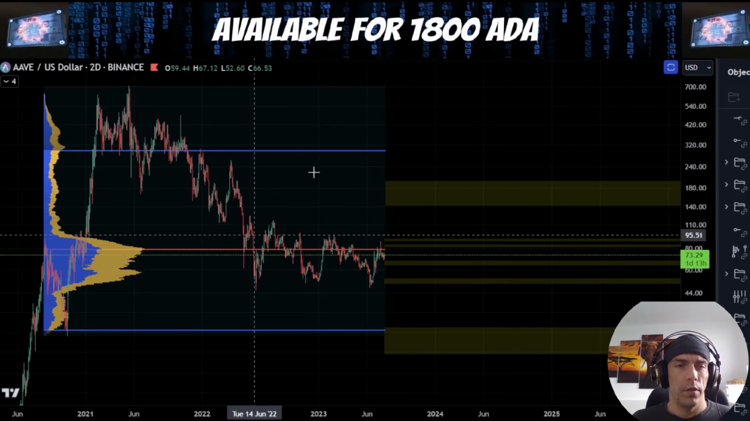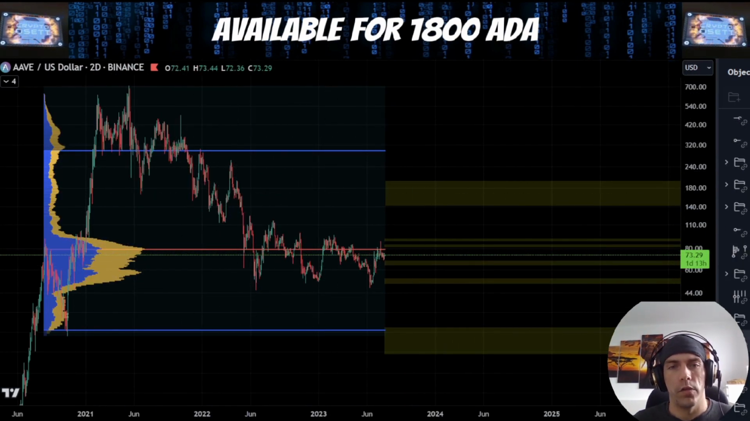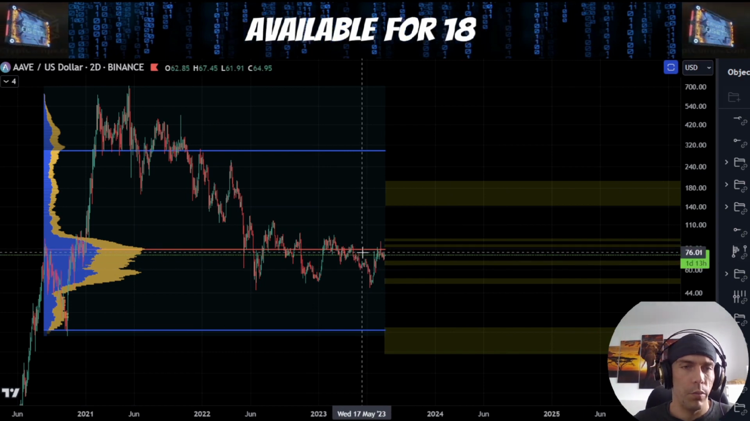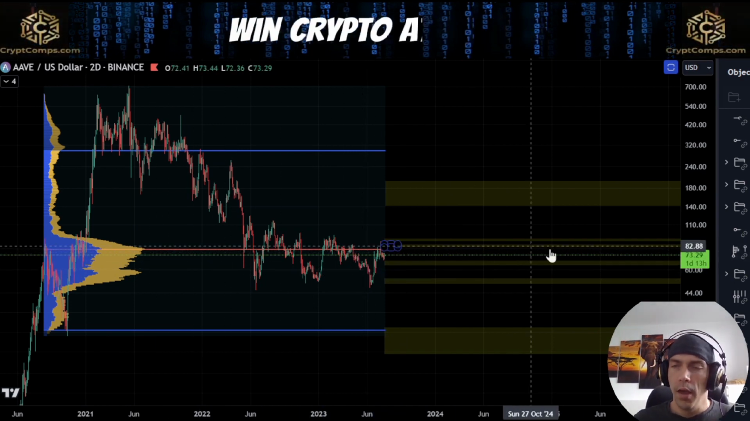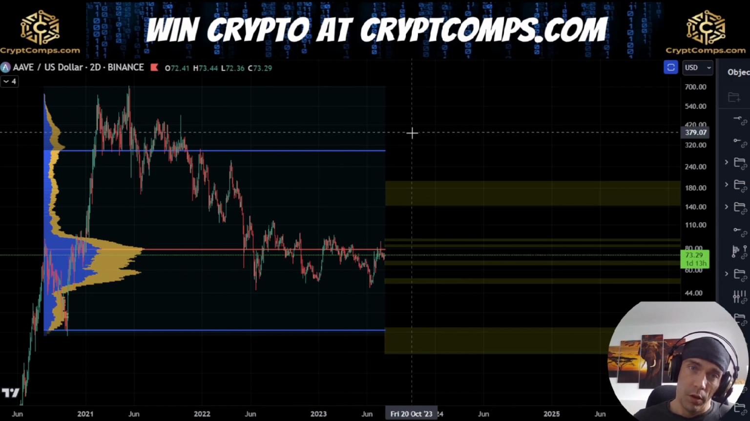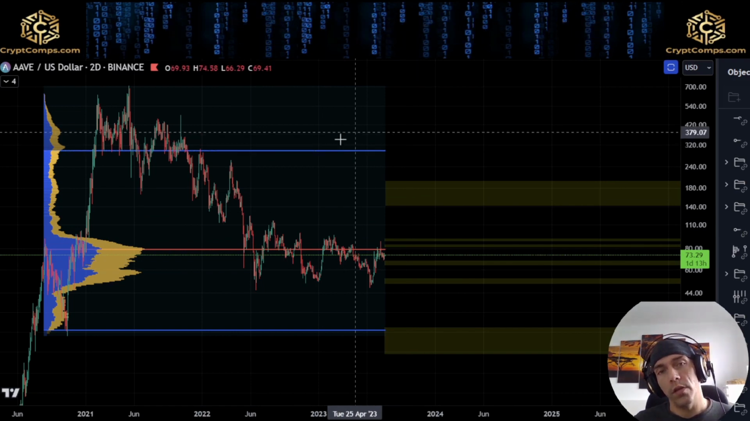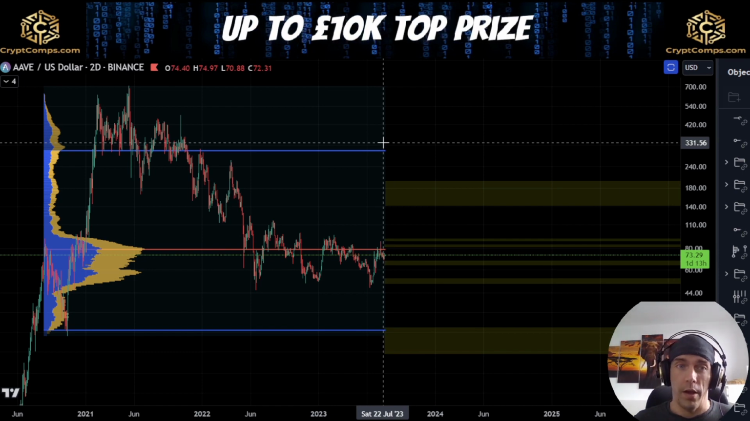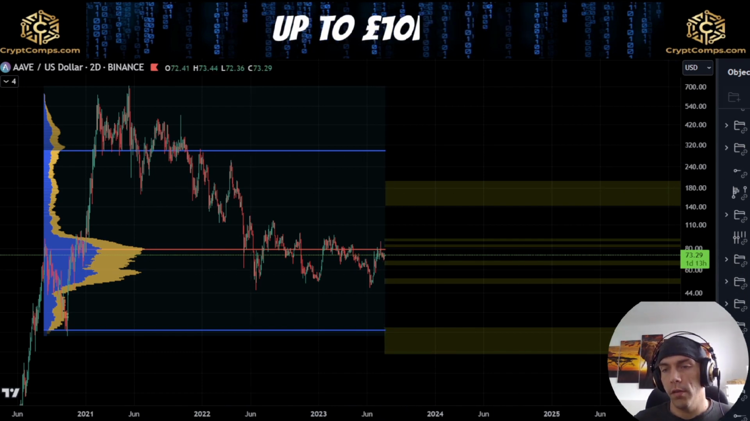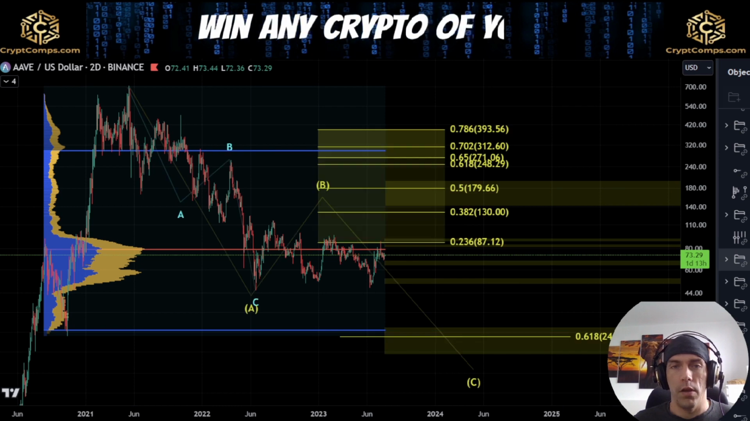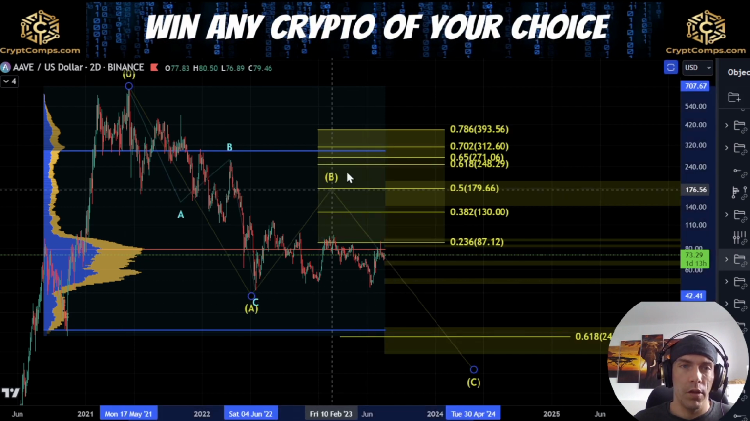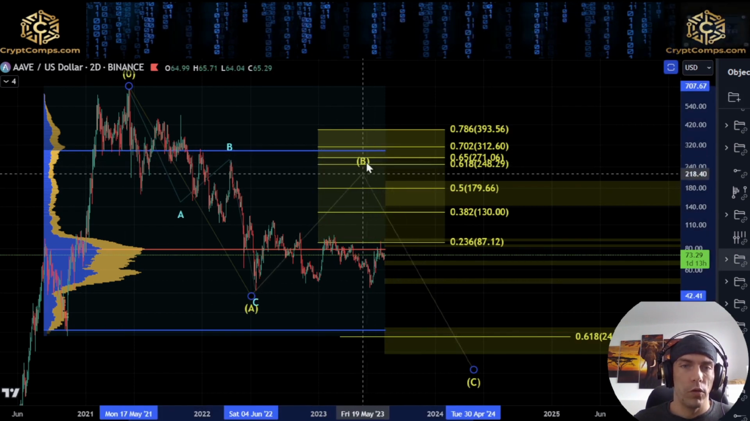Now, having a look at this whole area as a range, what we can see is that we're still currently below this negative point of control here. And if we do see price move to the upside, I will be keeping an eye on this higher level of 296 as a retest of this value area high. Now, what we could actually see here is that if we are looking at this idea of a bigger A, B, and C, this would be looking to bring us up towards this golden pocket area.